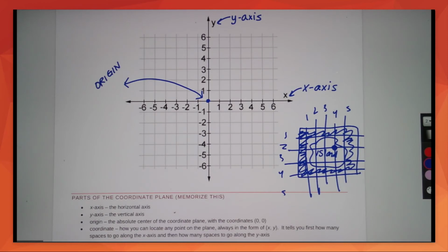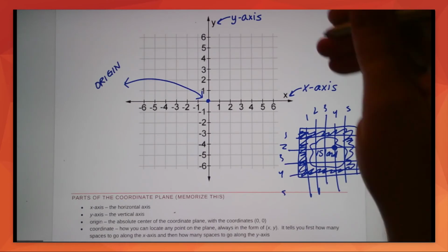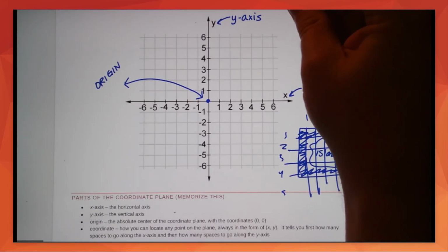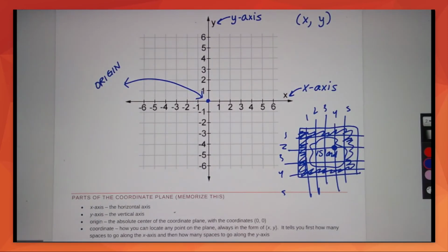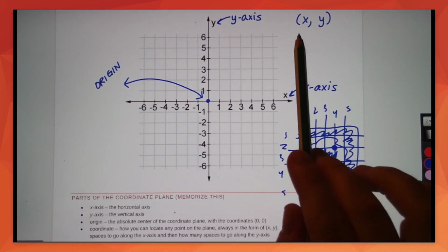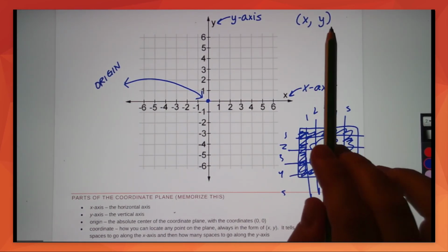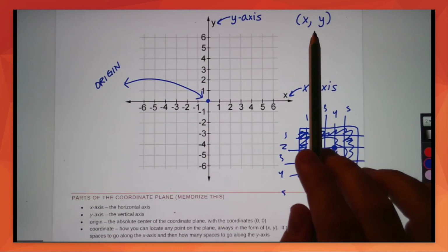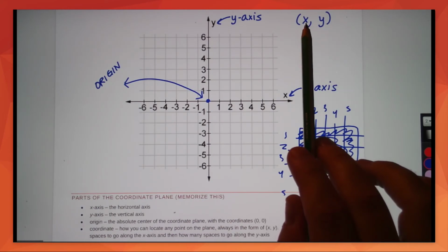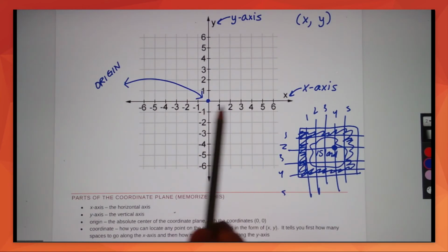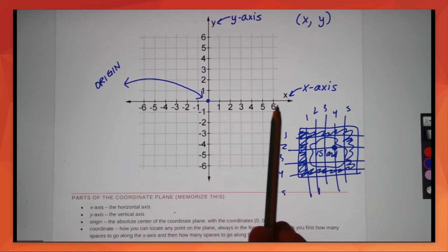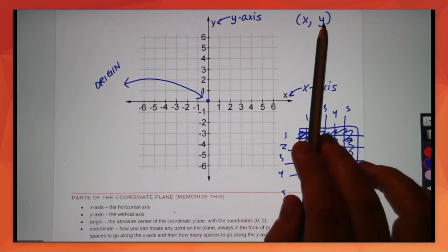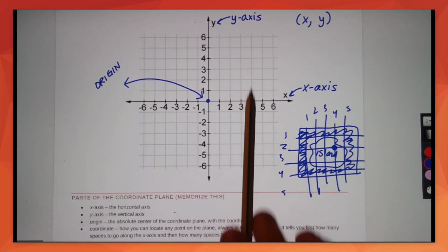Typically on a coordinate plane, you're going to have coordinate points. A coordinate point gives you one number on the x-axis and another number on the y-axis, and it looks like this: x comma y. What this tells you to do is, first, where to go on the x-axis, left and right. Then, from that point, it tells you where to go on the y-axis, up and down.